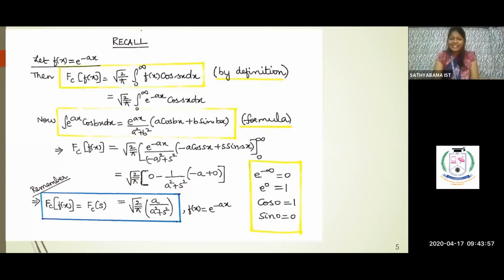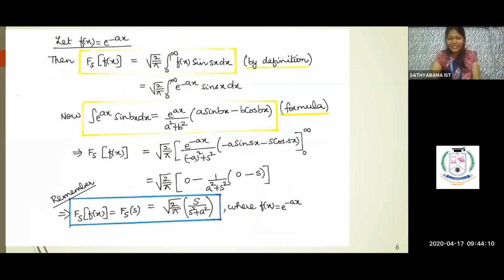Okay, so when the function is e power minus ax, its cosine transform gives me root of 2 by pi a by a square plus s square. Now let's find the sine transform of the same function. The Fourier sine transform of f of x formula is root of 2 by pi integral 0 to infinity f of x into sin sx dx. Now replace f of x by e power minus ax.